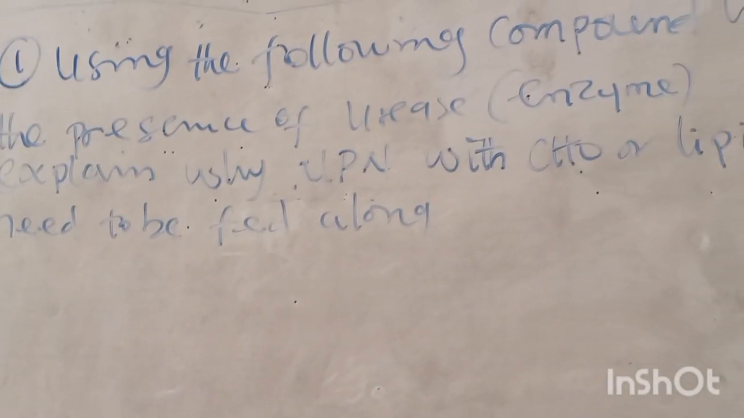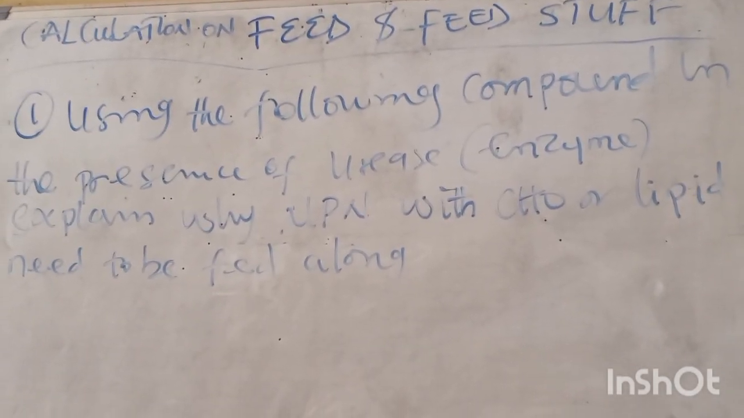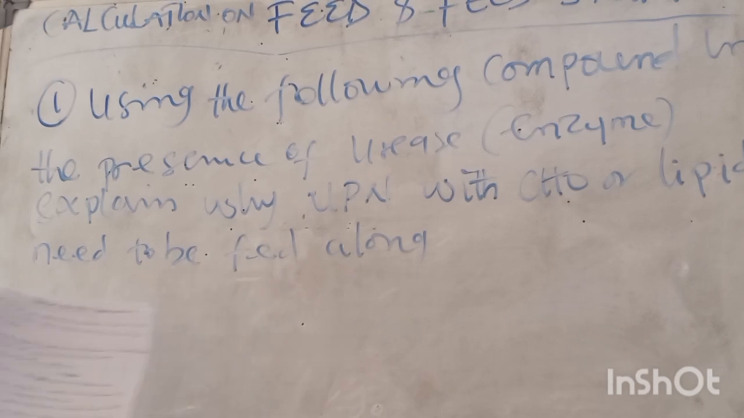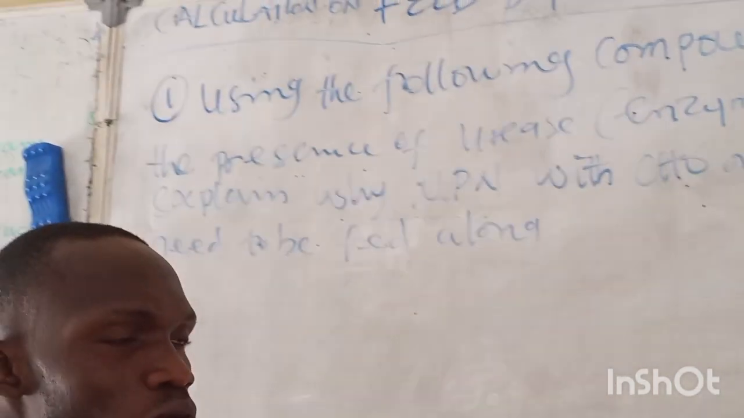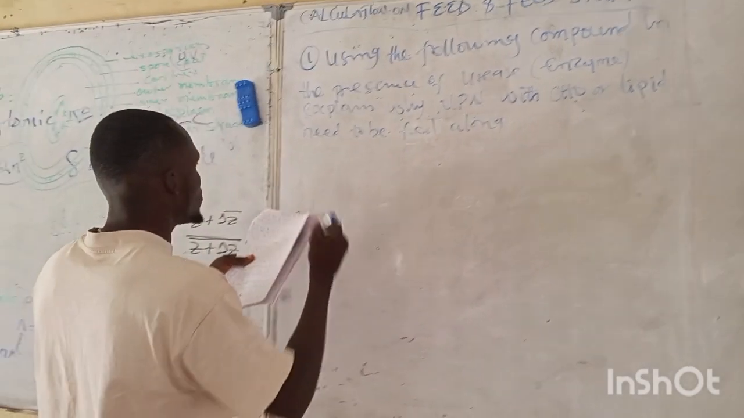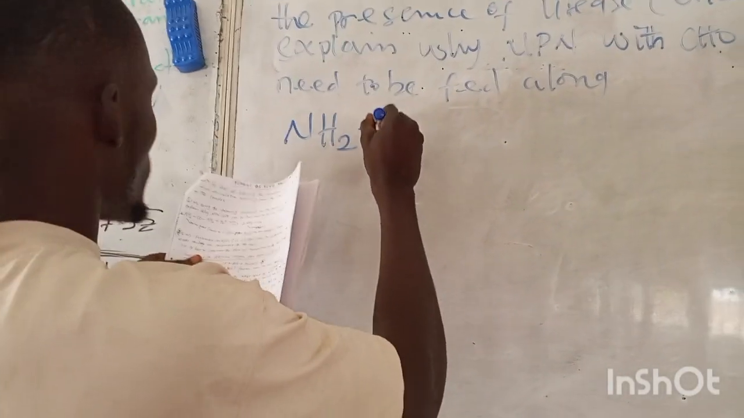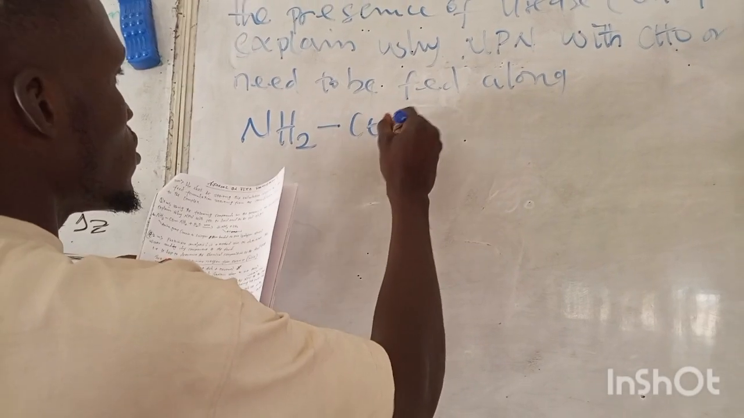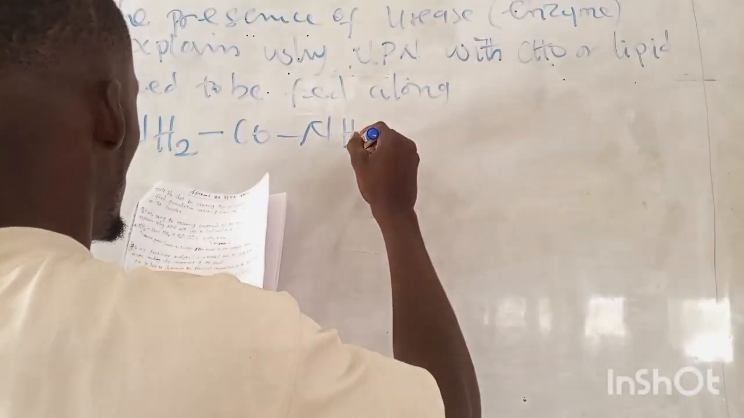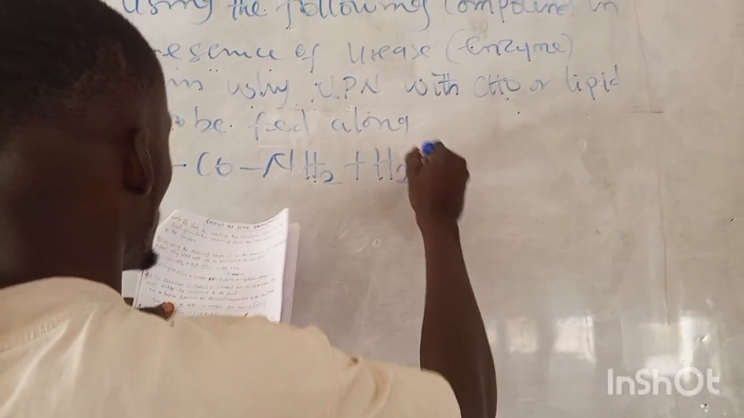Using the following compound in the presence of urease enzyme, explain why NPN with CHO or lipid need to be fed along. Now, there is a compound we are going to calculate here, something like this. NH2CONH2 plus H2O.